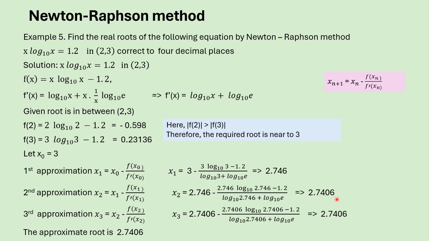2.7406. Now we have to start with third iteration. So x3 is equal to x2 minus f of x2 by f dash x2. So here the x2 value is this. Substituting the value and simplifying, we get 2.7406. Since these two values are same, we have to stop the iteration, and we got the approximate root is 2.746.